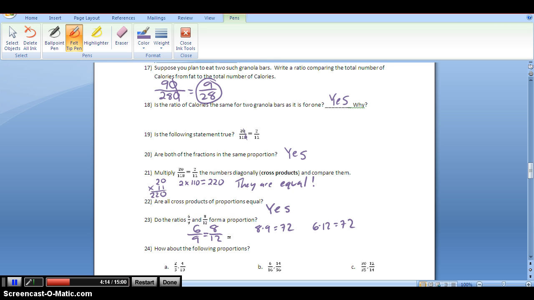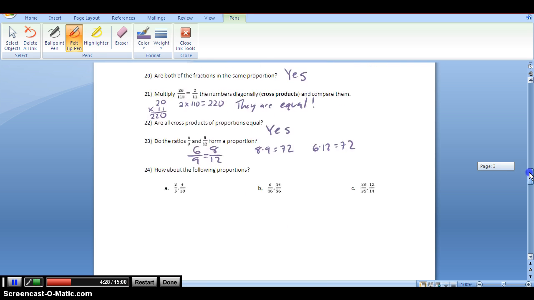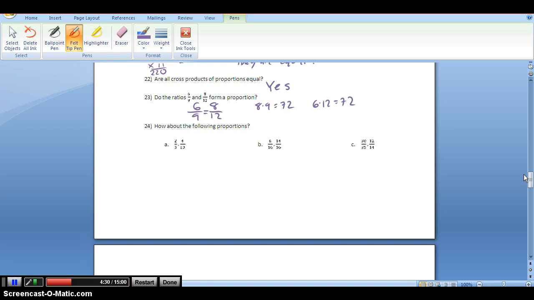They are equal. Can you guys go ahead and find their cross products, see if they're equal, and see if these other fractions that we have here are proportional, and then check to see if we have the same answers here. Please stop it now until we go to check.